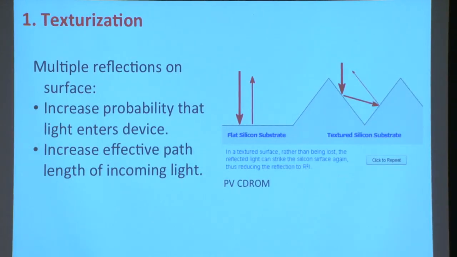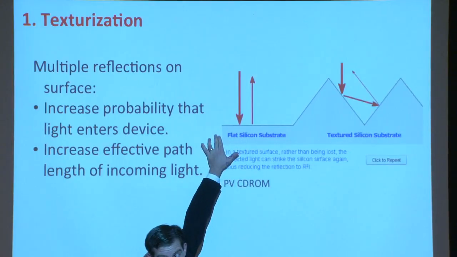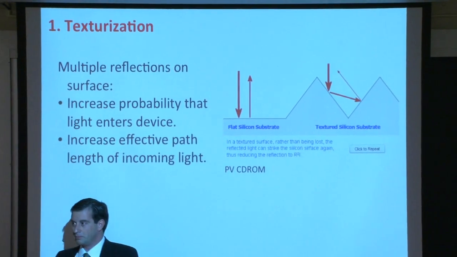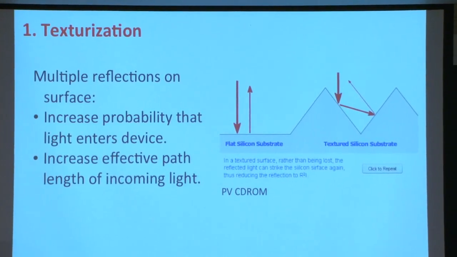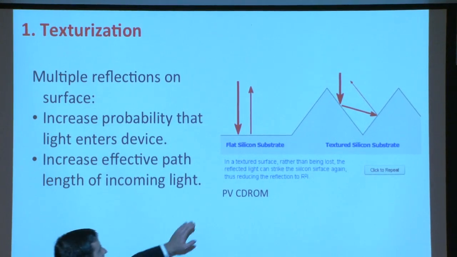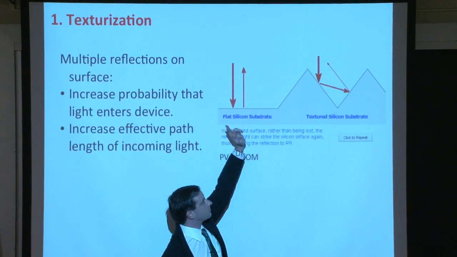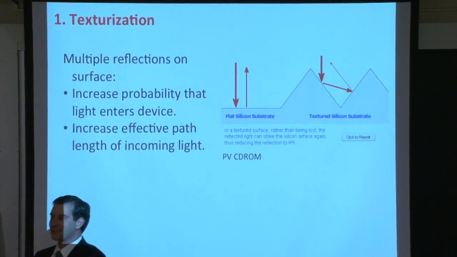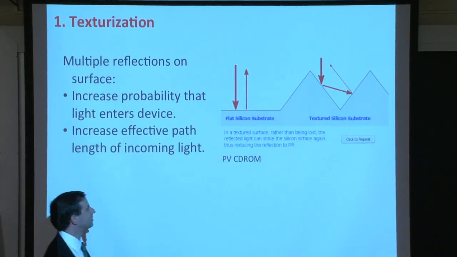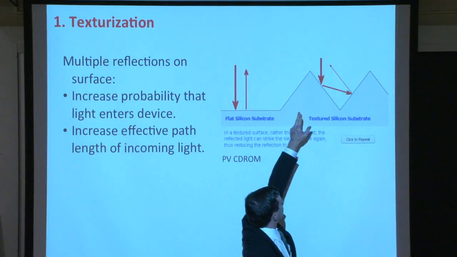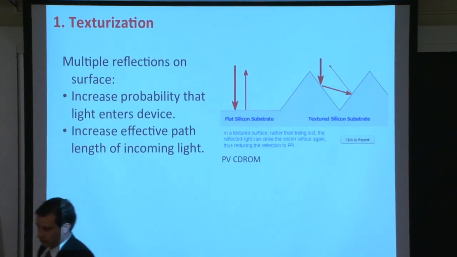If we don't have texture on our front surface, if it's absolutely flat, what we call a specular surface, specular coming from the root mirror, right? In Latin languages, for example, Italian, specchio is mirror. So a flat silicon substrate, a specular surface, would reflect some finite amount of light. And we can calculate that now because we know that it relates to the real component of the refractive index of the material. Now if we texturize our surface, this is representing kind of a pyramid type texturization.